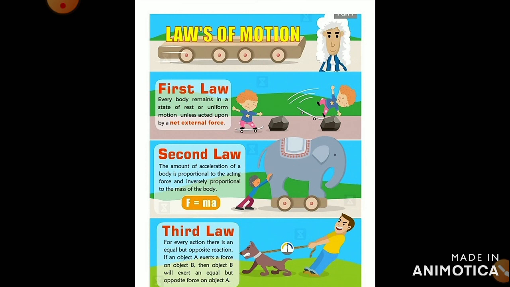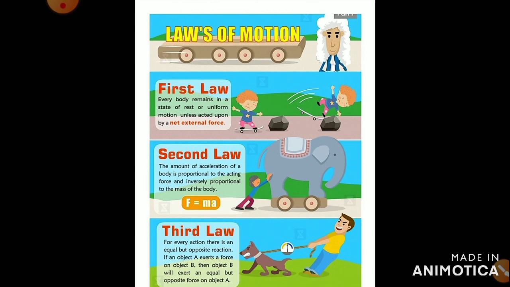For example, I will take a ball and place it somewhere. It will be at rest. If I hit it with a bat, the bat is giving some external force to the ball. Okay, so the ball goes away. That is called the first law. Easy example.